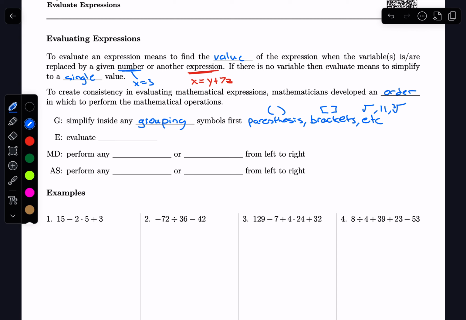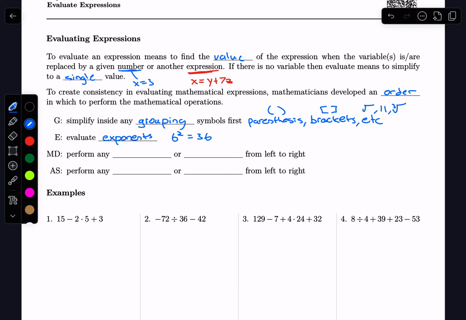But parentheses and brackets are the main two we have to worry about, and parentheses used to be what they would use as the title of this grouping, P for parenthesis. But now we use G for grouping symbol. All right, next thing is E for exponents. So we're going to evaluate any exponents. This might be something like 6 squared. We would evaluate that to be 36 because to square something means to multiply it by itself. So 6 times 6, 36.